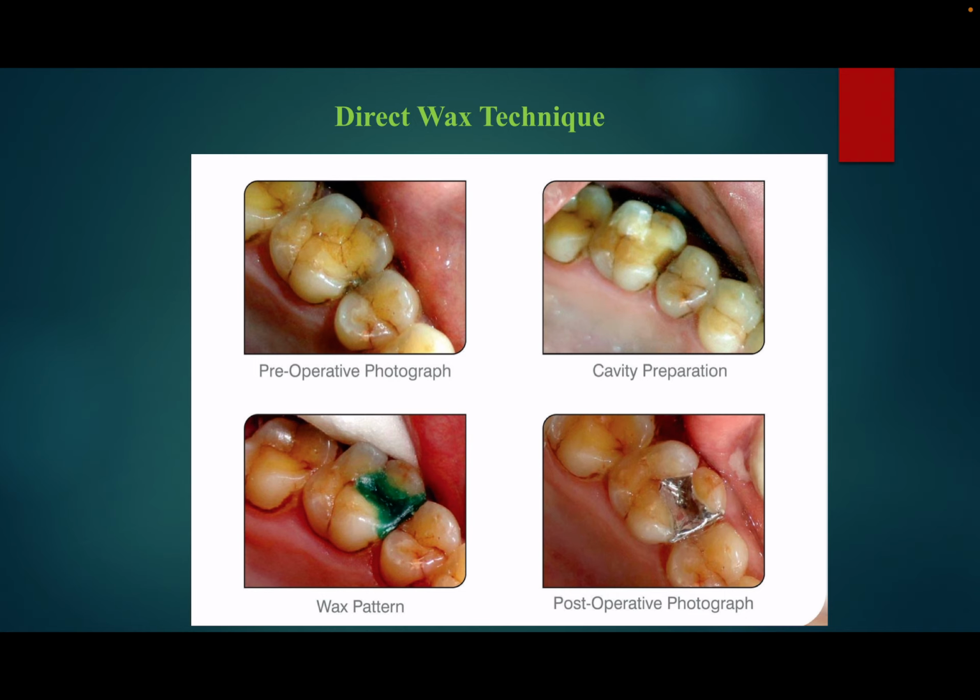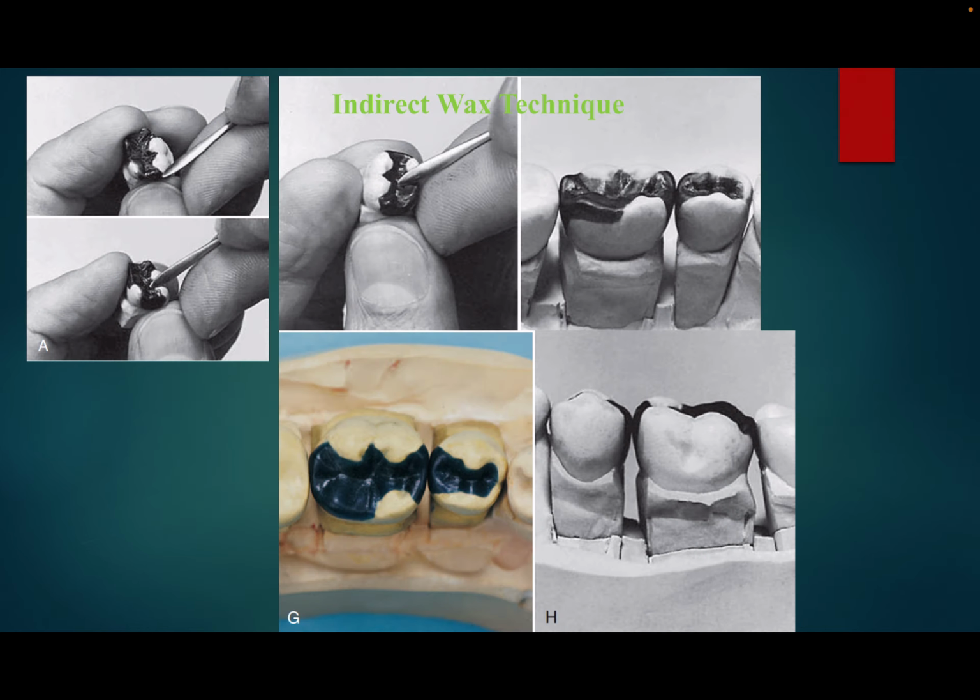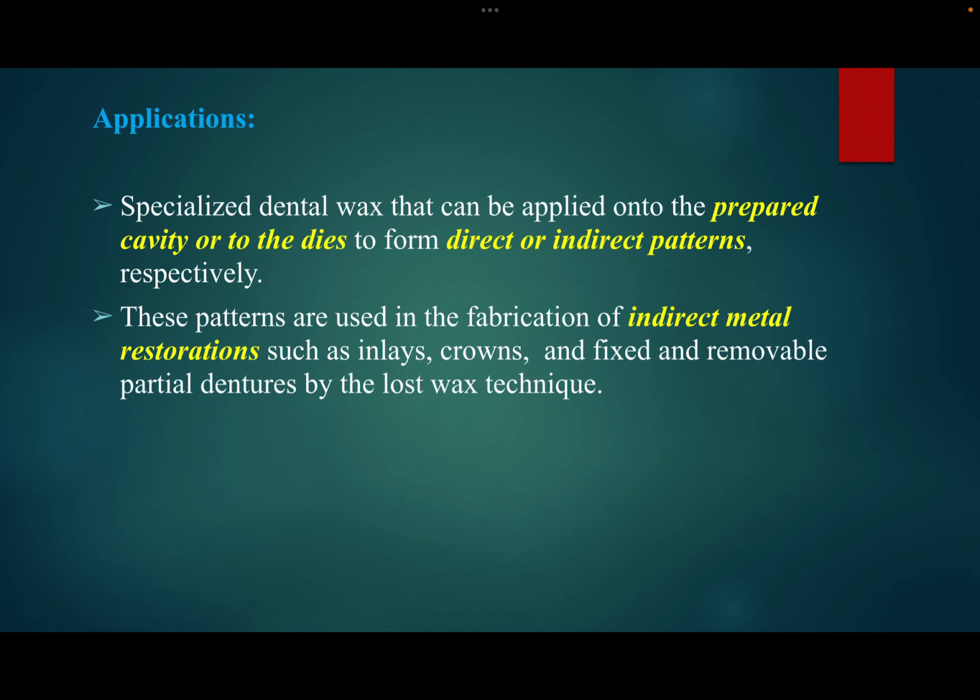In this picture we can see the direct wax technique. The cavity is prepared and the wax pattern is fabricated directly inside the mouth, and this is the post-operative photograph. In case of indirect wax technique, first of all an impression is taken, a cast is poured, a die is taken, then the wax is added in layers, it is carved out and then it is reinserted into the patient's mouth.